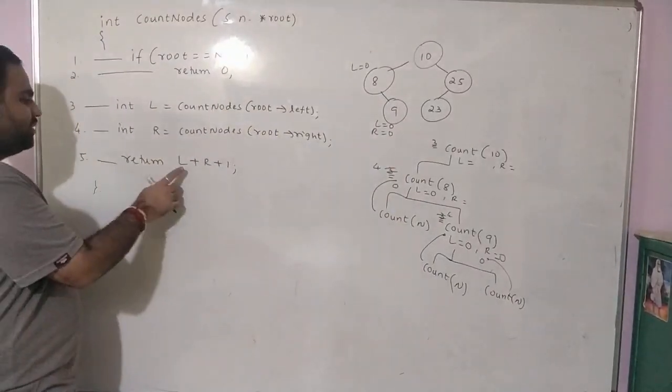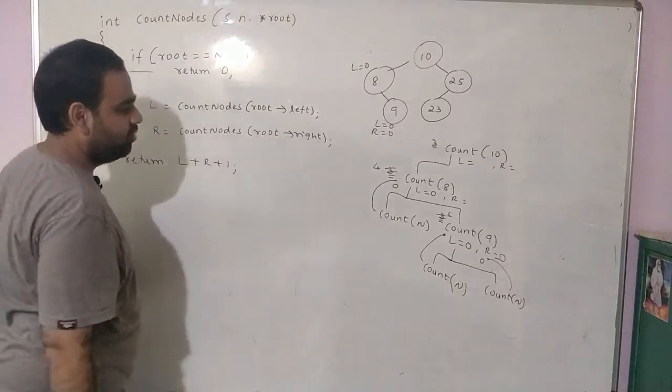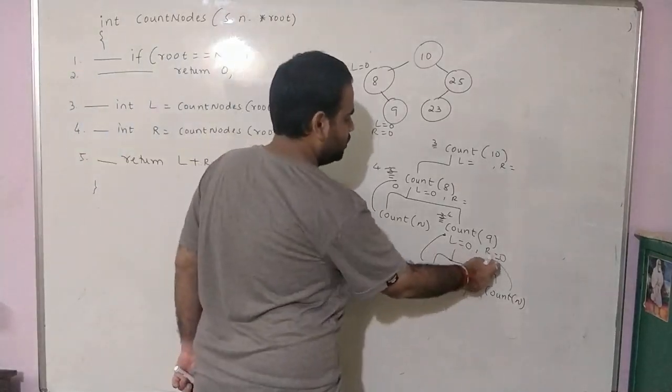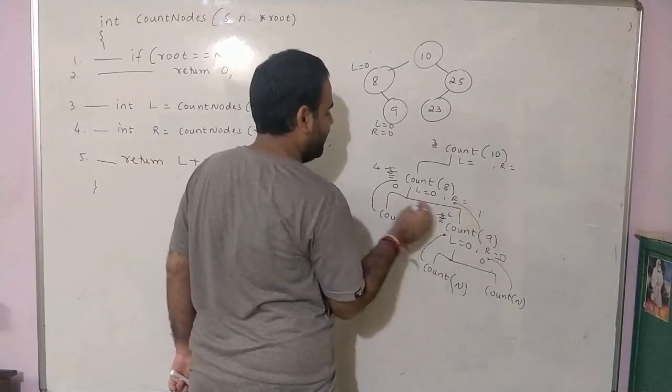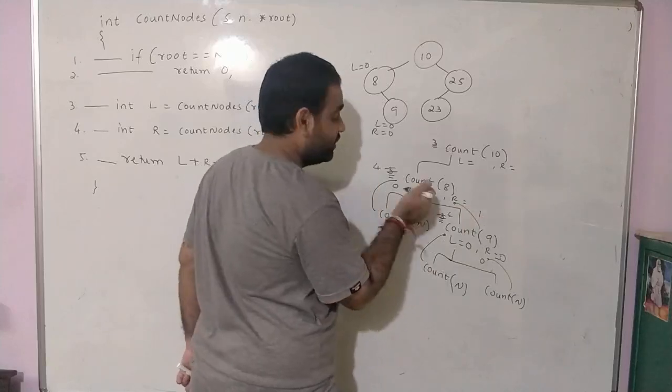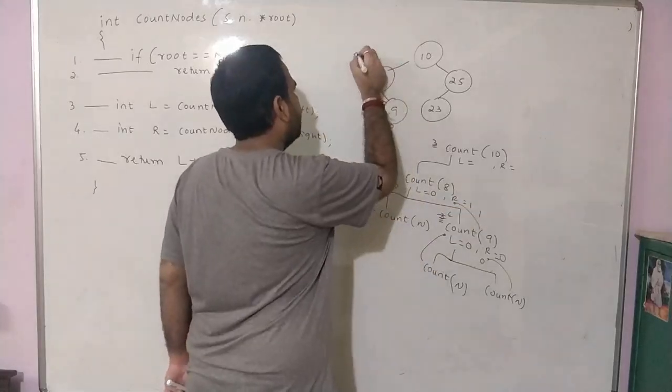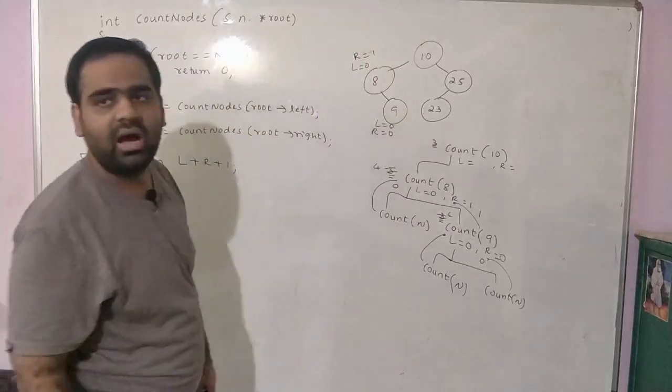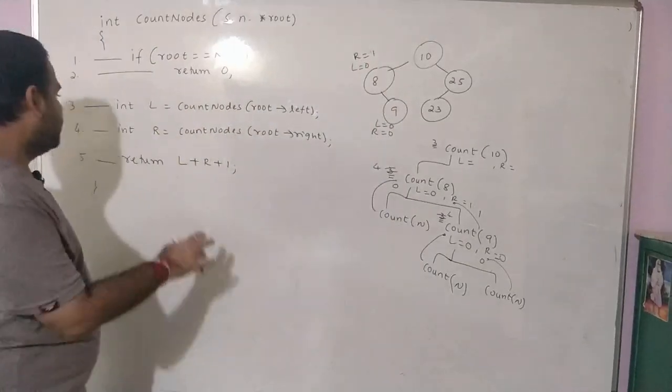Now execute line number 5. Return L plus R plus 1. Return 0 plus 1 is what? 1. Where do you return 1? Line number 4 with respect to 8. Therefore, the number of nodes with respect to 8 on RHS are 1.